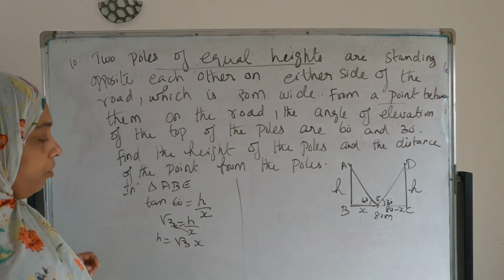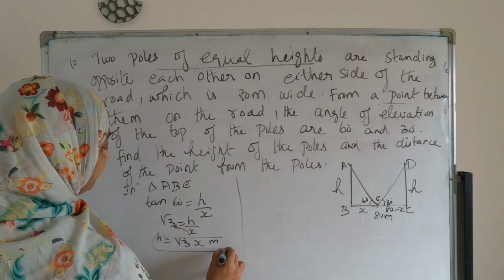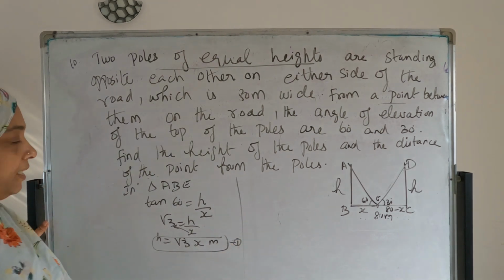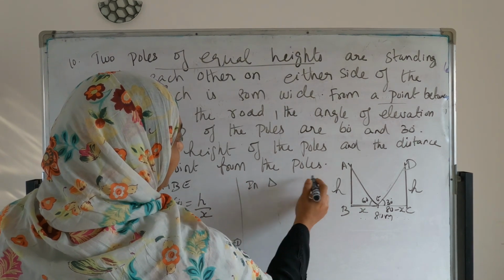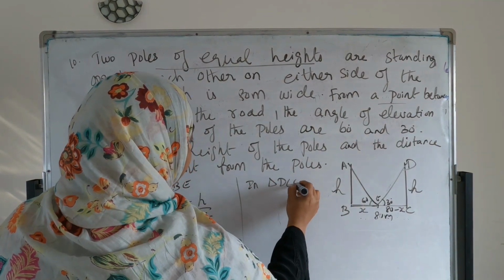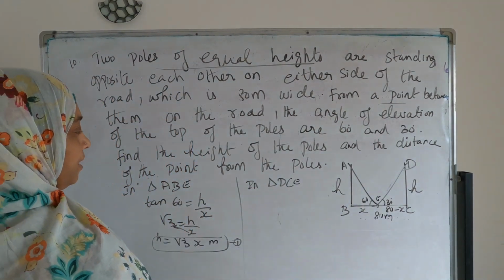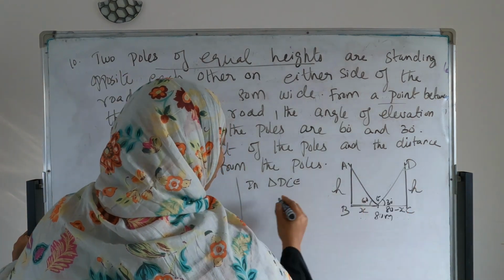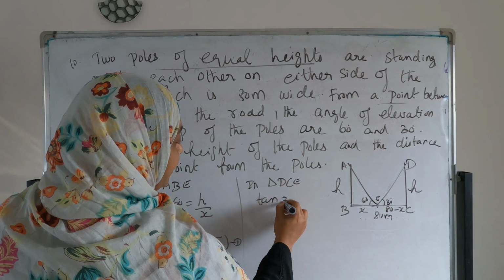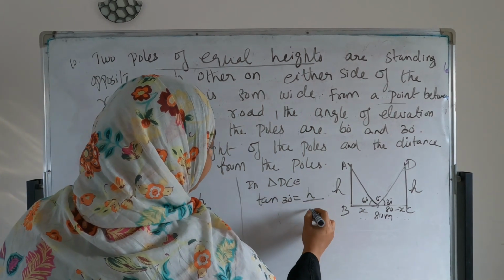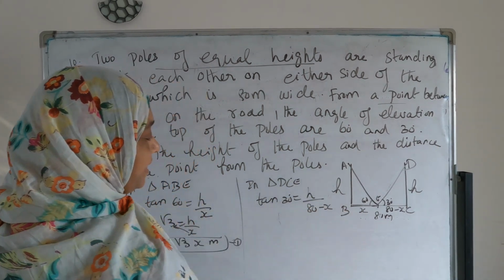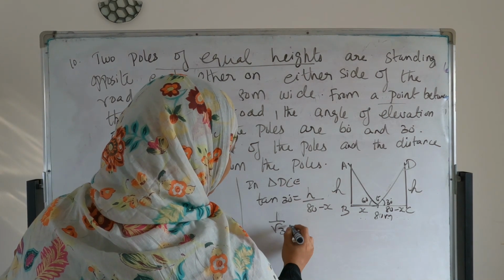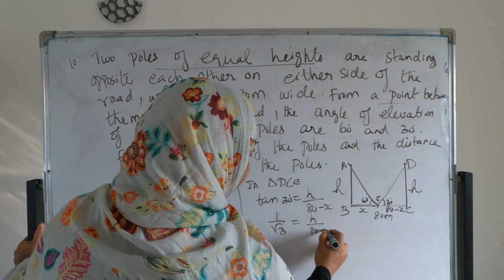This much only we are able to do, so we will keep this as equation 1. Then in triangle DCE, this is also the opposite, this is the adjacent. So opposite by adjacent, again tan only, tan 30 degree, opposite is h, adjacent is 80 minus x. Tan 30 degree value is 1 by root 3, equals h by 80 minus x.